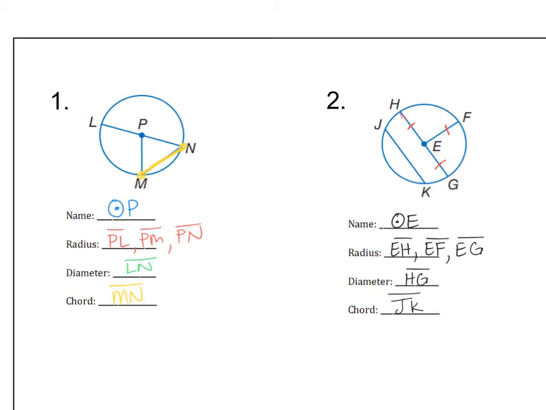Diameter, remember, goes all the way across the circle, so that's HG. It has to go through that center point, so either HG or GH if you reversed it. And then a chord would be JK or KJ.